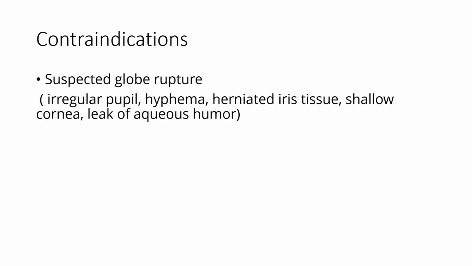Now, about the contraindication, there is only one absolute contraindication for lateral canthotomy, that's suspected globe rupture. So the patient will have an irregular pupil, hyphema, shallow cornea, and leak of aqueous humor.